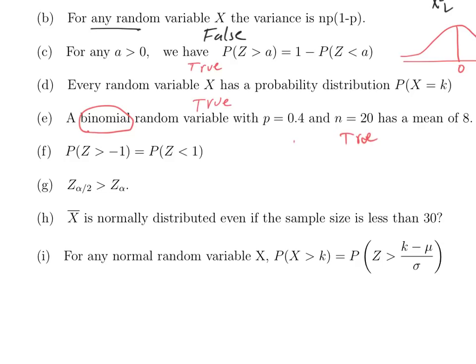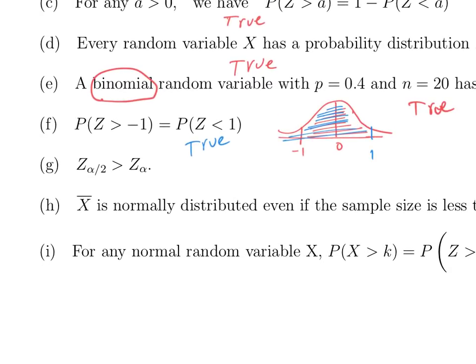For part F, all you have to do again is just a graph. You look at the normal table using symmetry. Greater than -1 will be this part. Less than 1 will be this part. You can see by symmetry it's exactly the same area, so therefore this one is also true.